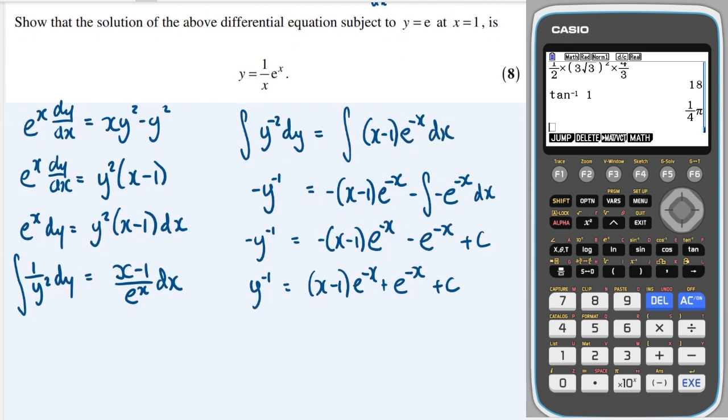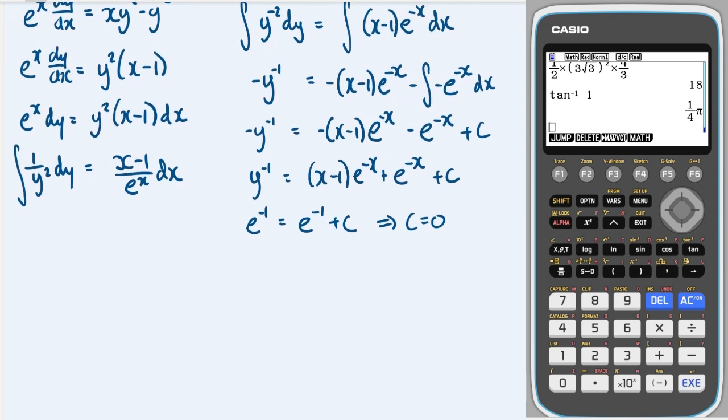And then what we're going to do is substitute in our initial conditions. So we get that y is equal to e, so this is e to the minus 1, and we get x is 1, so that cancels out to 0, and this we get e to the minus 1 plus c, so therefore c must equal 0.